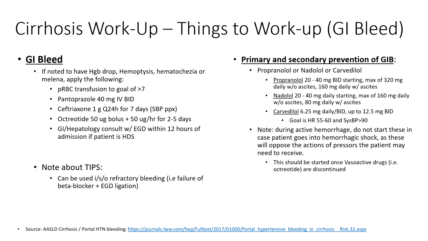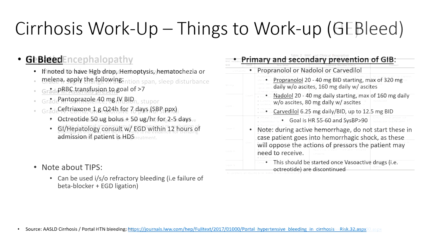In terms of prevention of recurrent bleeding, you want to add one of the following beta blockers after discontinuing the octreotide drip, but not during the hemorrhagic phase, since the patient may go into hemorrhagic shock and a beta blocker will further drop the patient's blood pressure.